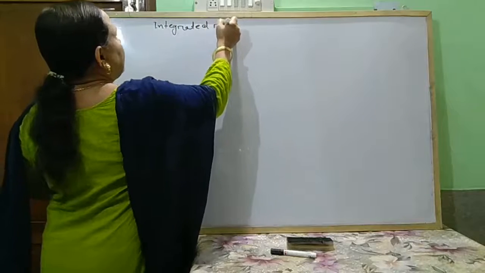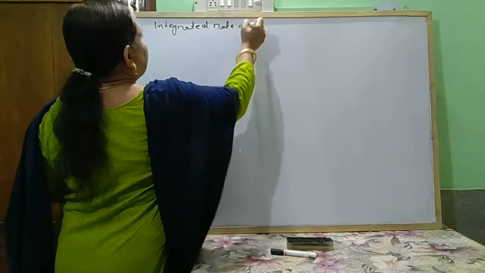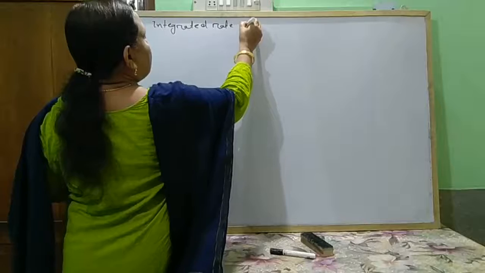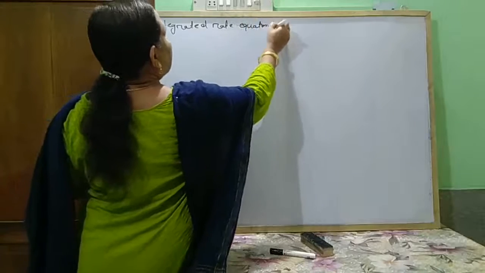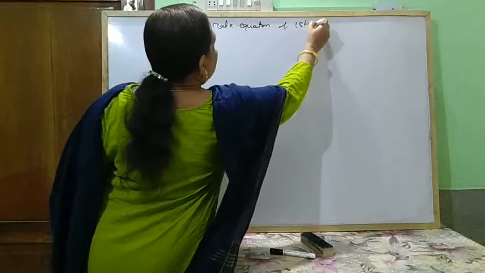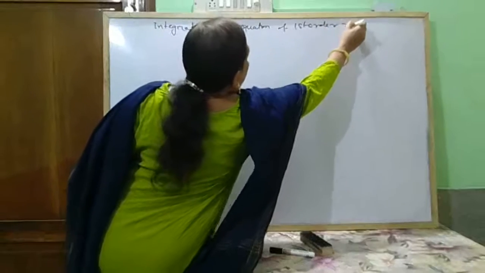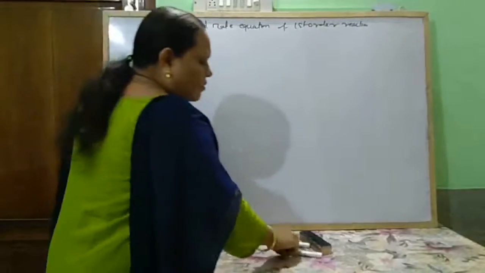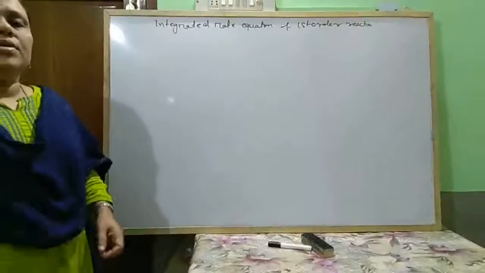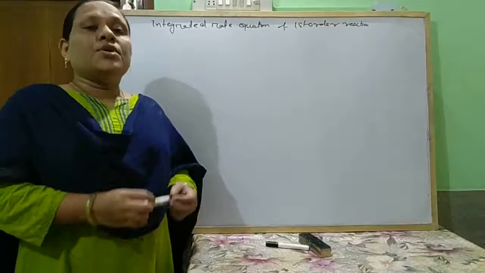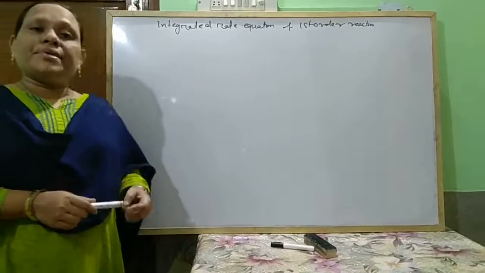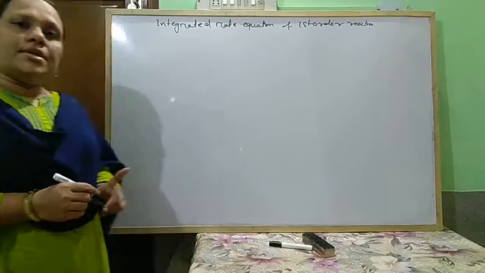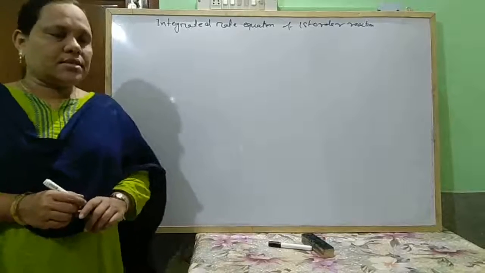Integrated rate equation, first order reaction. Okay, so what do you mean by first order reaction? A first order reaction is one where the rate of reaction depends on the unit power of one concentration term only.